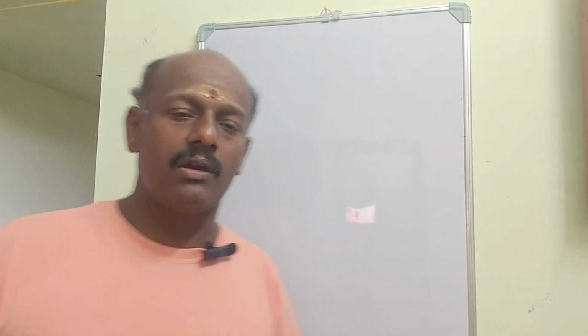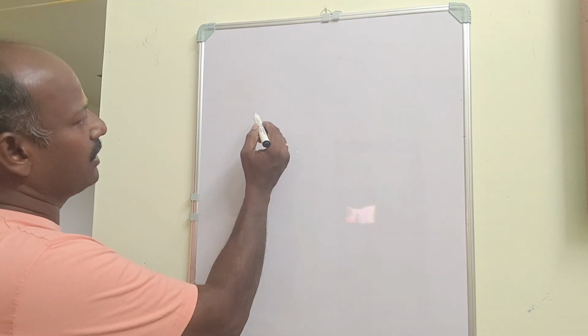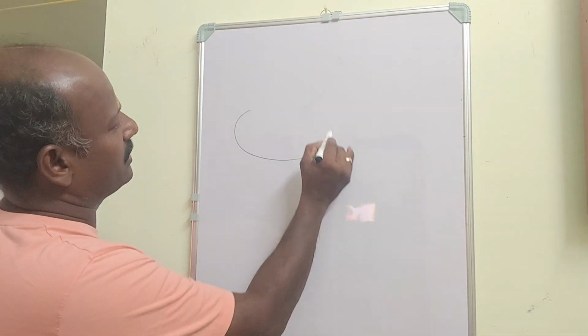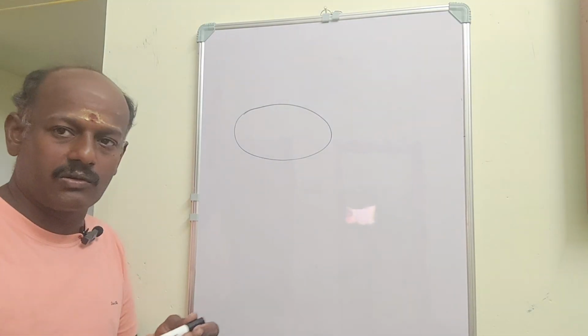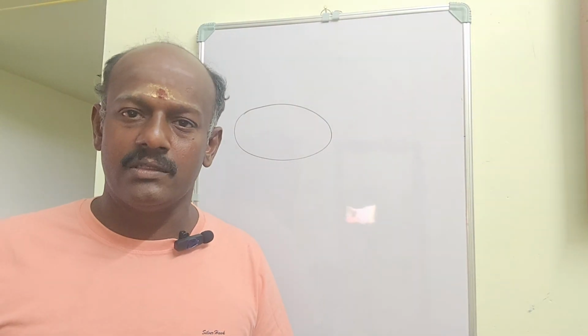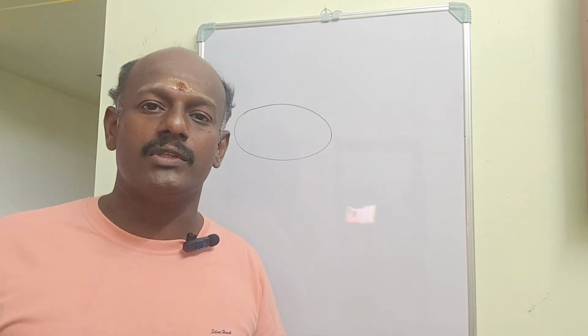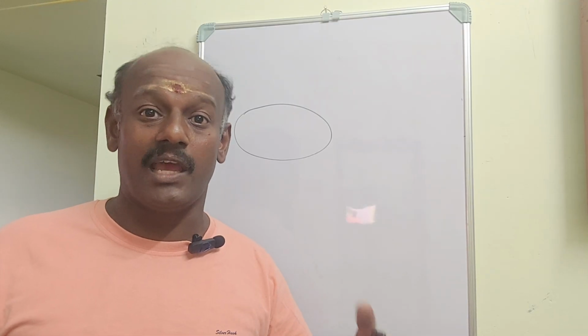Now, for a circular coil carrying current, how can I measure the magnetic induction? Consider a circular coil carrying current. For this, we have to be very clear with the direction as well as the dimension.